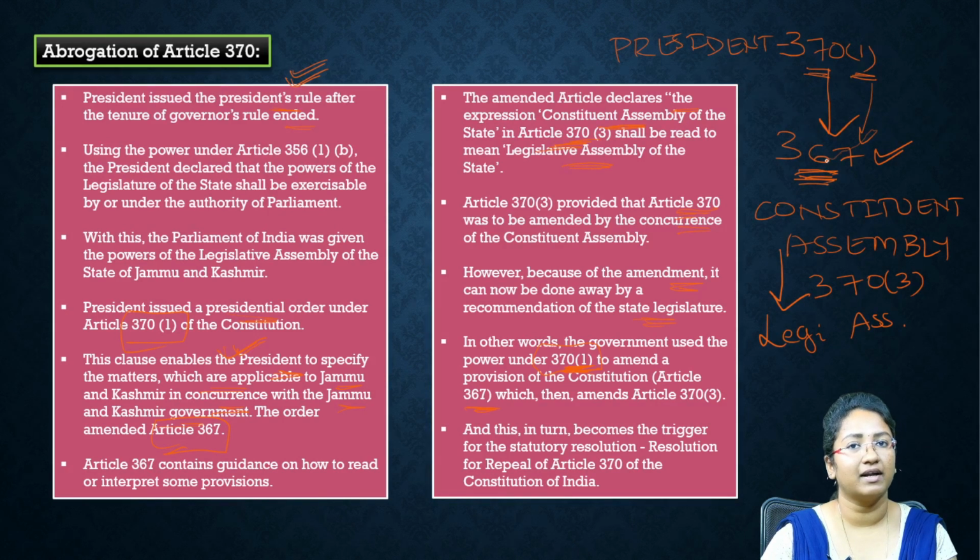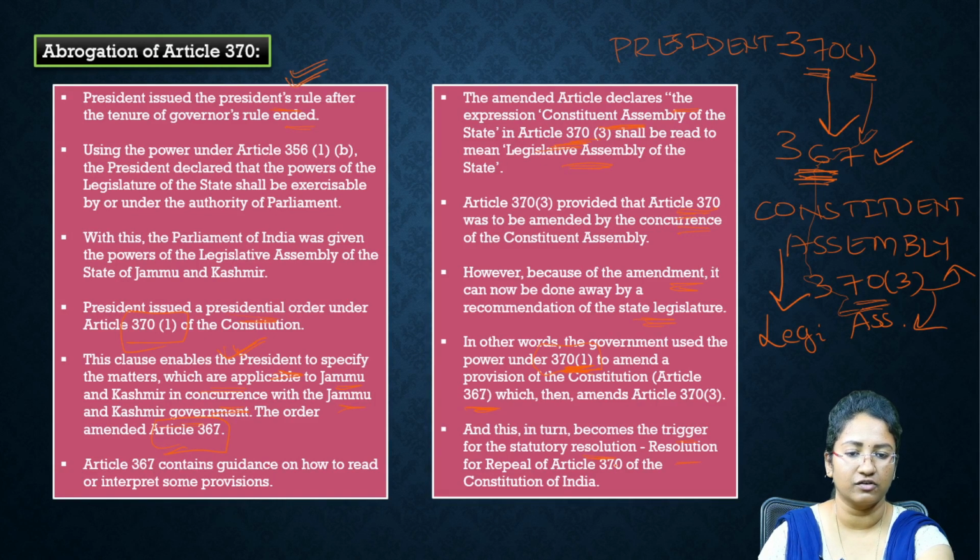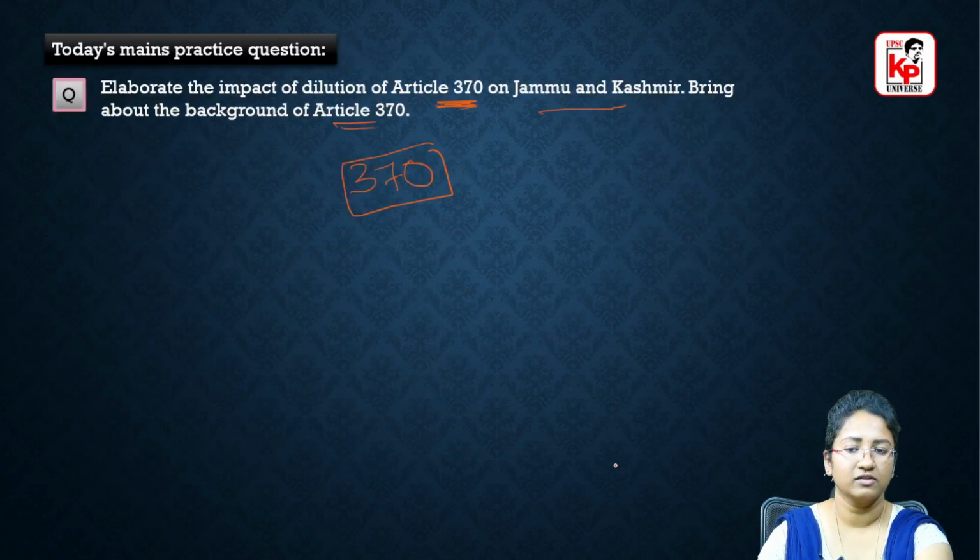And according to Article 367 of the Constitution, whatever amendment was made, after this amendment, whatever Constituent Assembly is mentioned in Article 370, under this the Constituent Assembly was replaced by Legislative Assembly of the state, right? And this in turn becomes the trigger for the statutory resolution for repeal of Article 370 of the Constitution, right? So this is the background of Article 370.